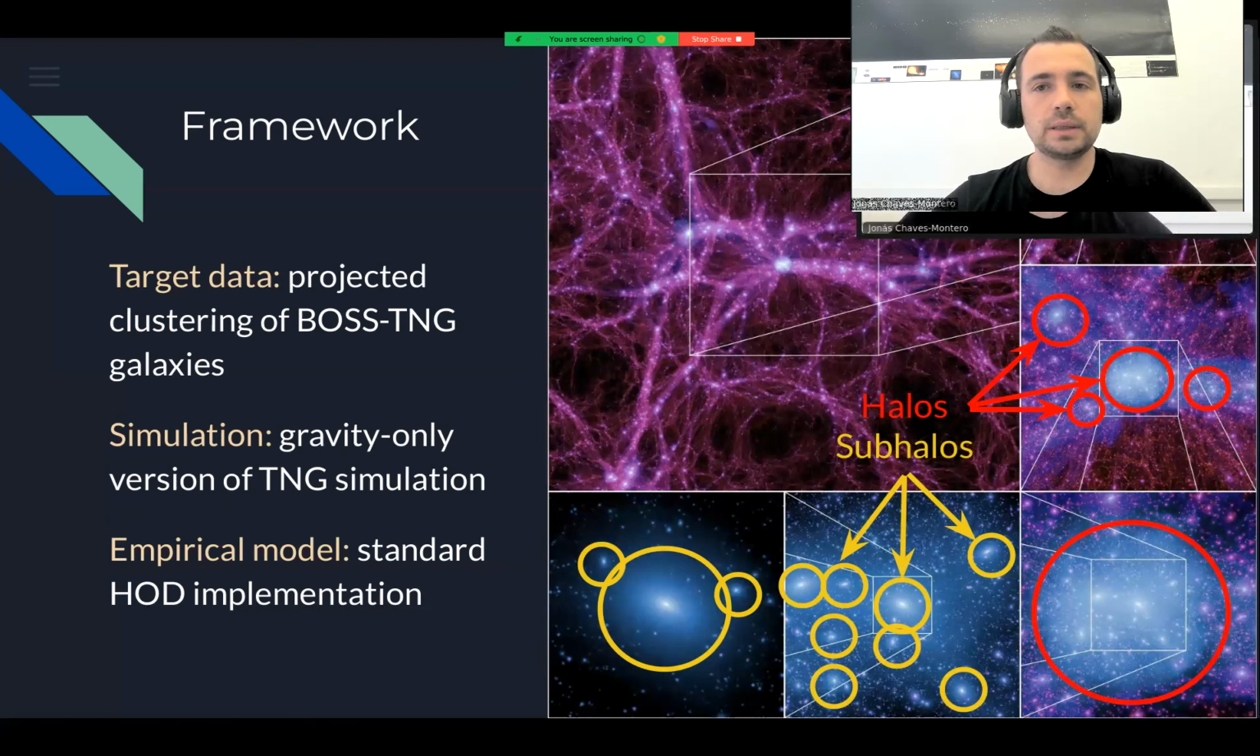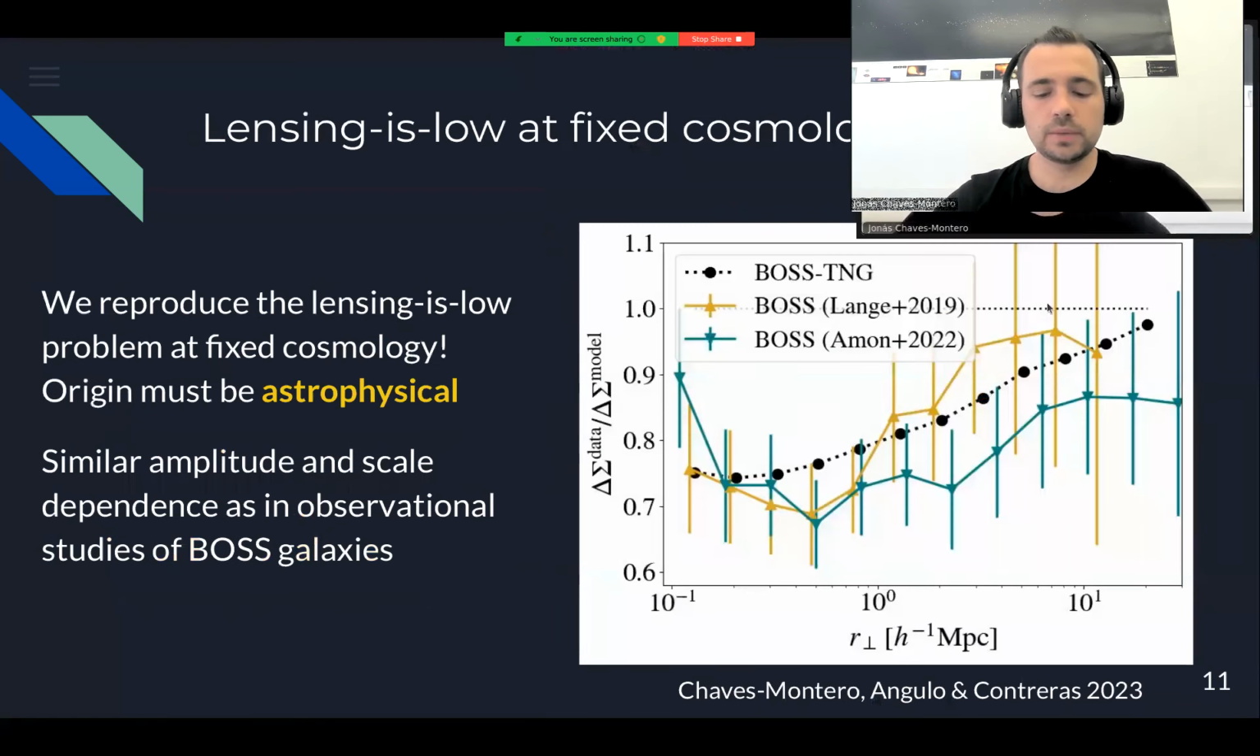And the empirical model is a standard implementation of an HOD model, very similar to the ones used in lensing studies. What these HOD models do is to populate the halos from the simulation with central and satellite galaxies. So what we found is that we were able to fit very accurately the clustering of this sample of galaxies using this very simple empirical model, but we were over-predicting the galaxy-galaxy lensing. So we were reproducing the lensing slope problem for the first time under control conditions.